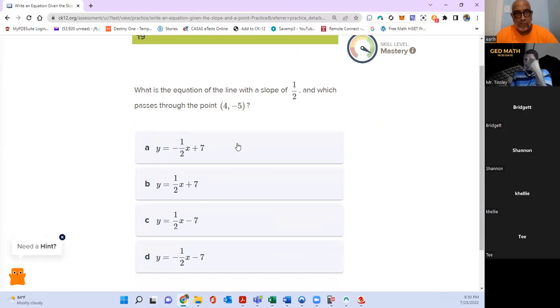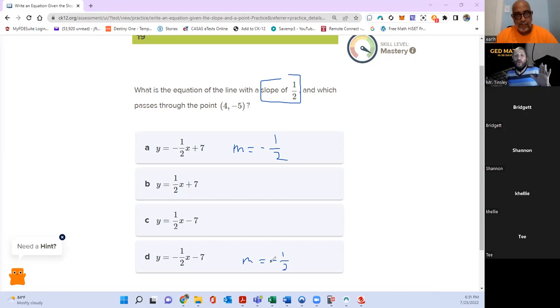So let me ask you a question. If I know the slope is 1/2, which multiple choice can I get rid of right away? Answers A and D. And why did you say we can get rid of A and D? Because the slope of A is negative 1/2. And the slope of D is negative 1/2.